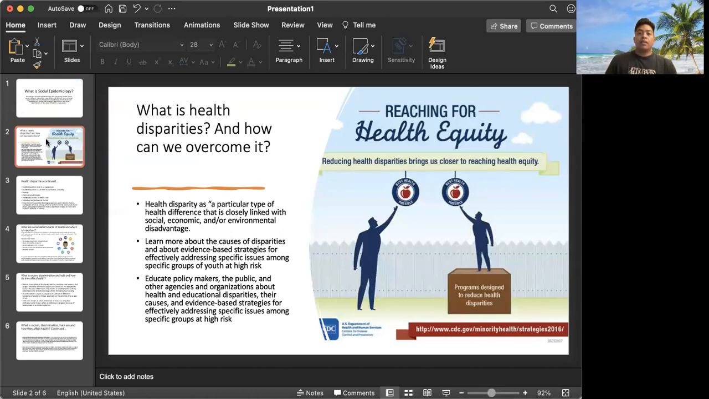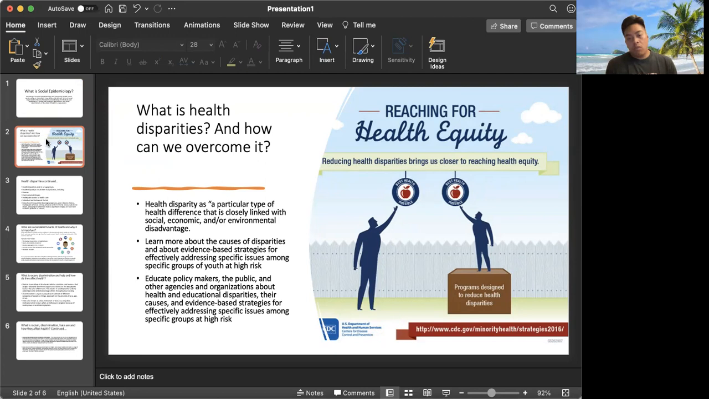So, what are health disparities, you ask? Health disparity is defined as a particular type of health difference that is linked with social, economic, and environmental disadvantage. So, someone who is poor versus someone who is rich, they have different health disparities.